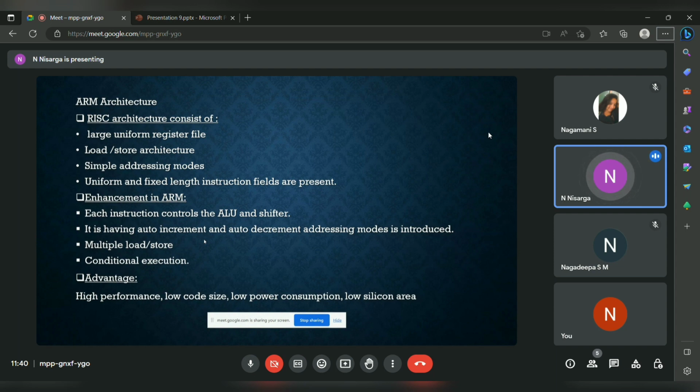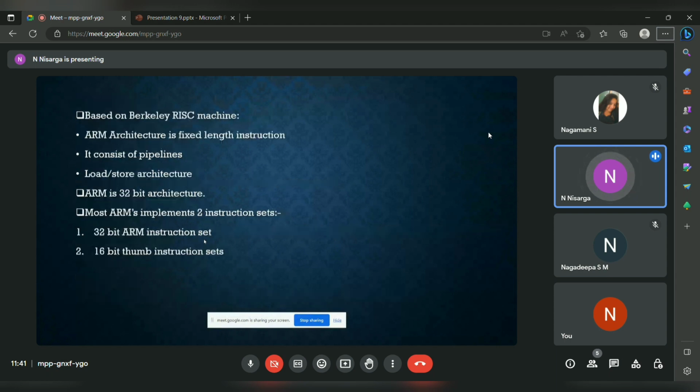In RISC, single load and store architecture is present, and in ARM there is conditional execution. So the advantages we got after the enhancement are high performance, low code size, because of which it can be used in smaller devices like smartphones, and low power consumption, low silicon area.